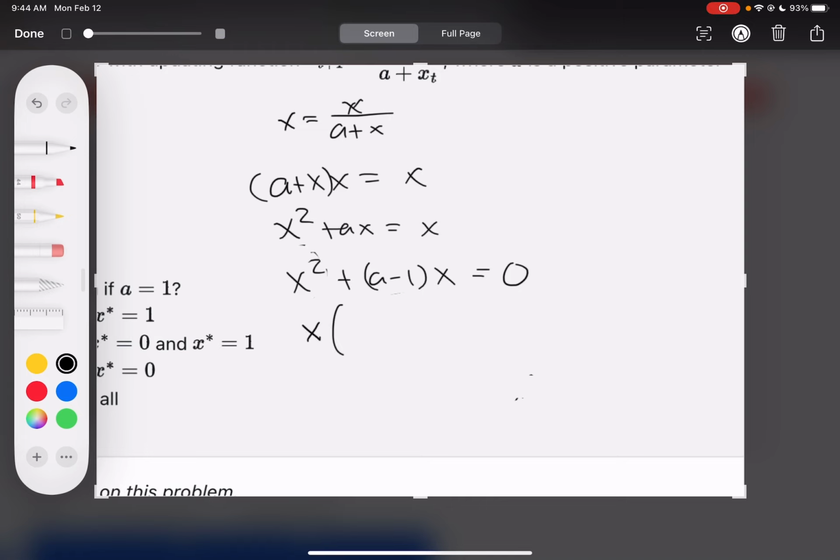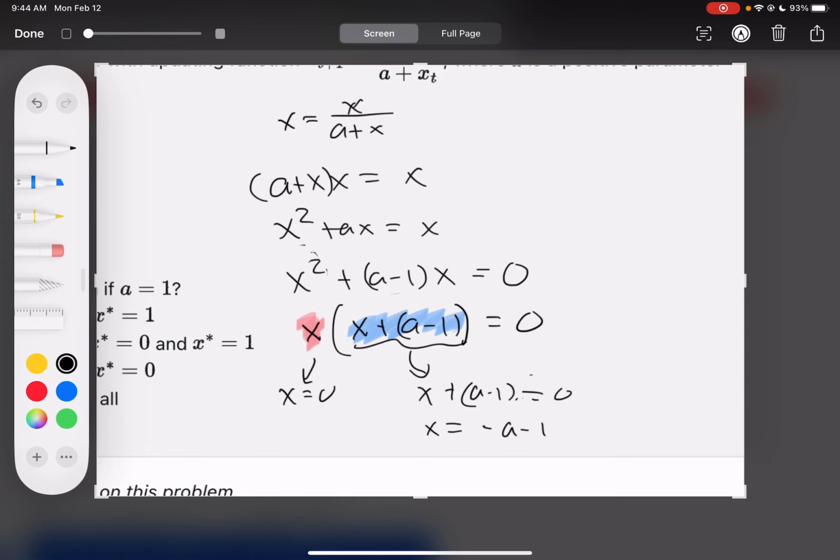Okay, so if I factor out an x, this is x times x plus a minus 1. That has to equal 0. Same rant as last time. I have a number times another number, and they equal 0. So either this number is 0 or this number is 0. x plus a minus 1 is equal to 0. And if you solve for x, you have negative a minus 1, better known as 1 minus a.